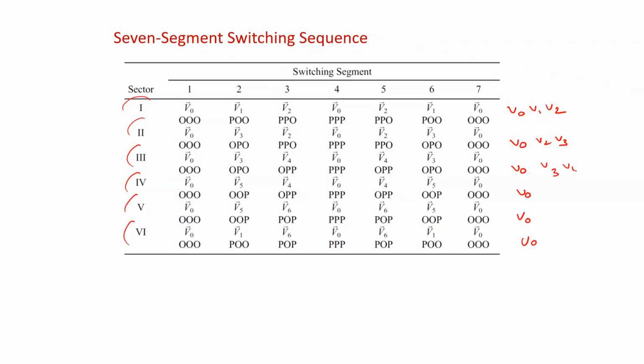Again, this is V3, V4, and V4, V5. So V6, something is missing. So this is V5, V6. So now it is V6, V1. So this is how it is exactly starting. This is all sector 1.